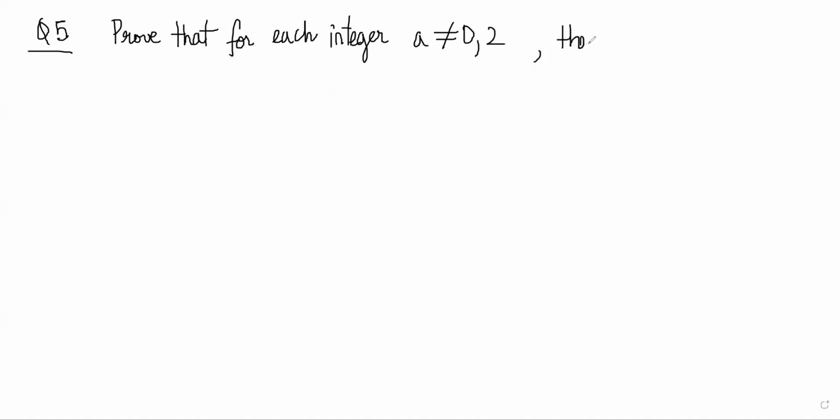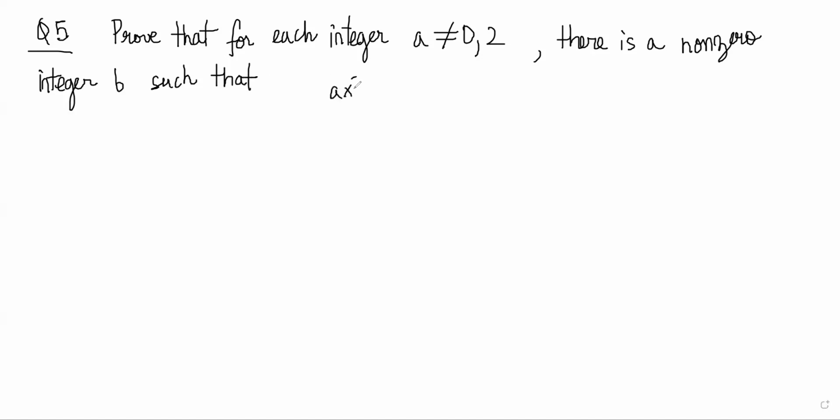Is question number 5, and this says prove that for each integer a not equal to 0, 2, there is a non-zero integer b such that ax squared minus a squared plus bx plus b equals 0 has integer roots.